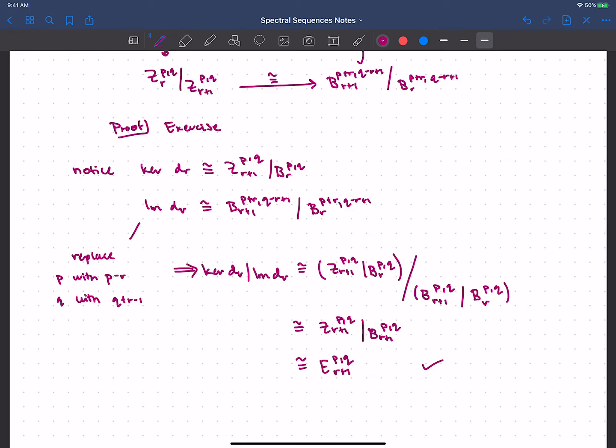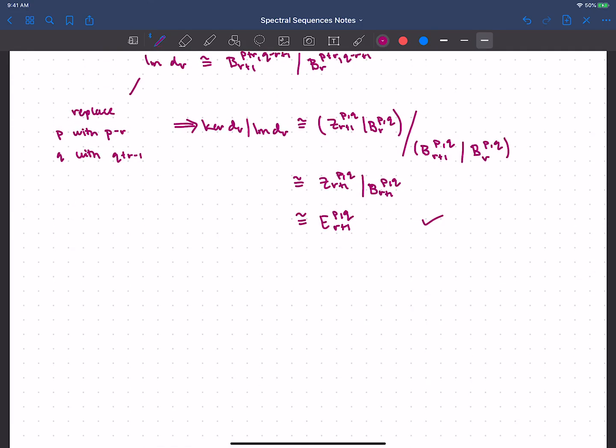We can define the E_r page, we can define the E_{r+1} page. Yes, our intuition of the E_{r+1} page is just the cohomology of the r page with respect to this differential. That is all still true. We've only changed our perspective, but that all still holds. And we now defined really precisely what the E infinity term is.